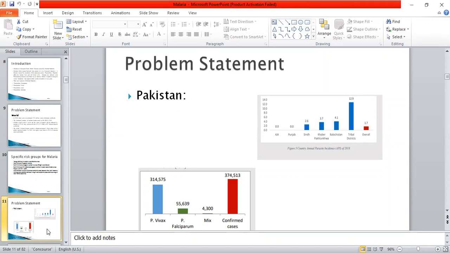If we see the annual parasite index, which is used to estimate the eradication of malaria, and I will discuss it later on, in 2019 the total index is 12.9, and the highest is seen in Balochistan, which is 4.1, then Khyber Pakhtunkhwa 3.7, and Sindh 2.6. The high annual malarial parasite index was seen in Balochistan.